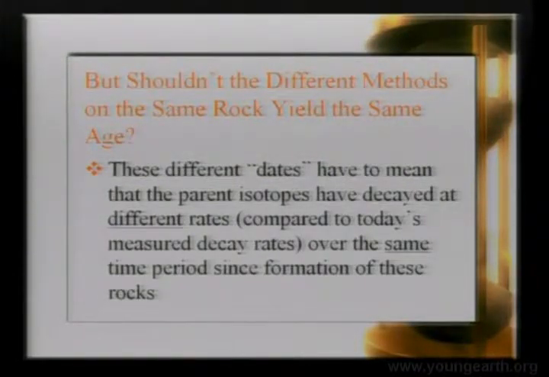So what does that mean? It means that the uranium clock has ticked faster than the potassium clock, which is why the uranium gives you an older age than the potassium. It's ticked through many more supposed millions of years than the potassium clock since the rock formed. If they both started at zero with no daughter, one has ticked faster than the other through the same time period. The decay rates have been much faster in the past.